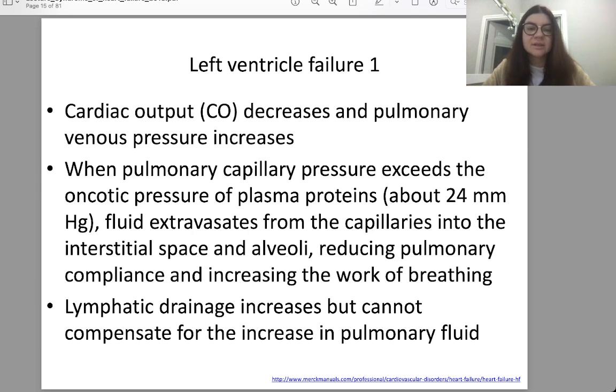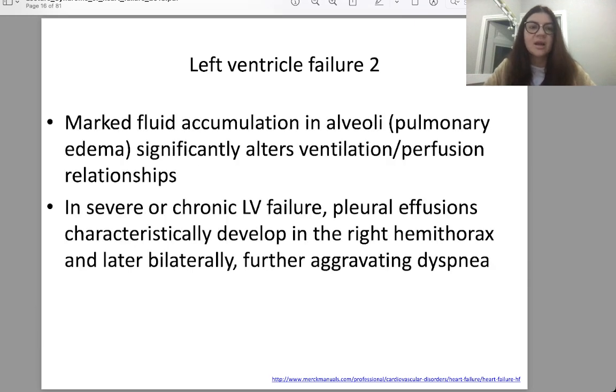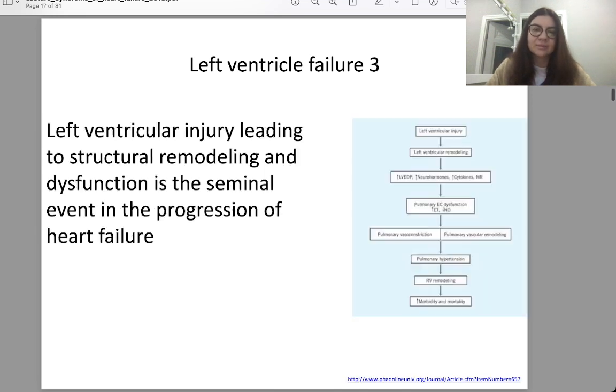Lymphatic drainage increases but it can't compensate for the increase in pulmonary fluid. Marked fluid accumulation in alveoli, like pulmonary edema, significantly alters ventilation-perfusion relationships. In severe or chronic left ventricle failure, pleural effusions characteristically develop in the right hemithorax and later bilaterally, further aggravating dyspnea. Left ventricle injury leading to structural remodeling and dysfunction is the seminal event in the progression of heart failure.